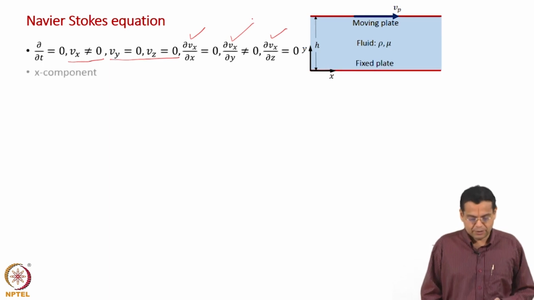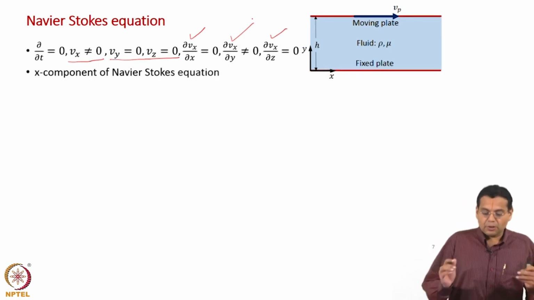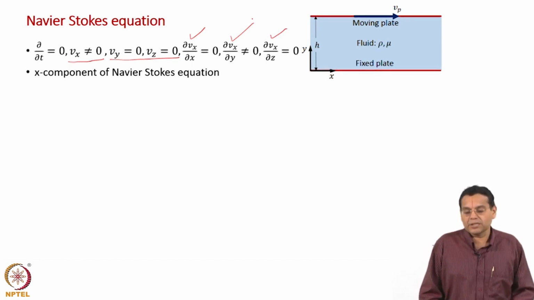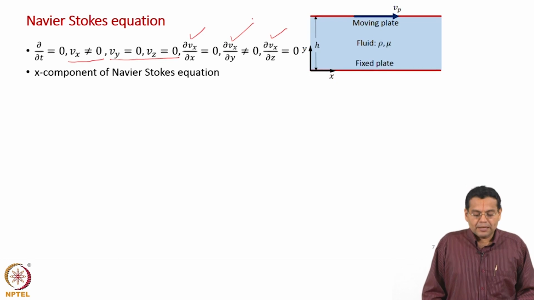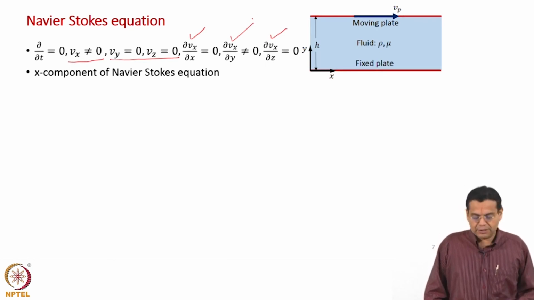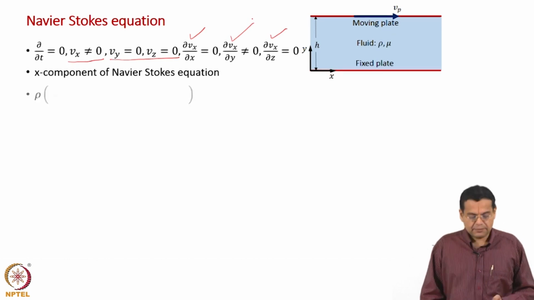Okay. So, now let us put all these assumptions and conclusions from continuity equation in simplifying the Navier-Stokes equation. So, first we start with continuity equation, state few assumptions, arrive at conclusions from continuity equation, and then simplify the Navier-Stokes equation. Let us take the x component of Navier-Stokes equation, let us see what happens.